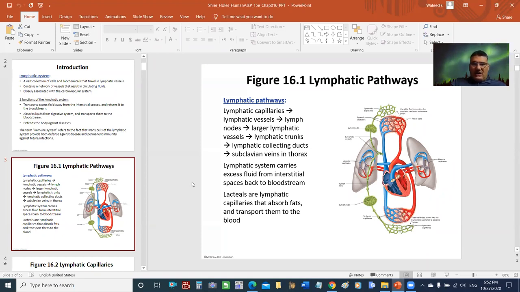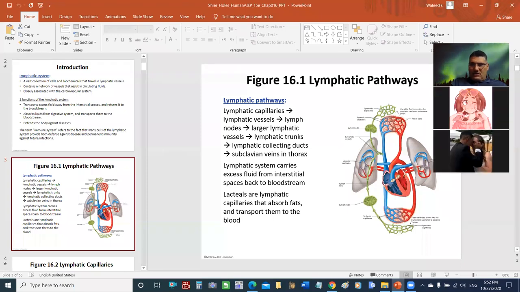oxygen and nutrients. Can you guys see the slides? Can you easily see the slides? Yes. You can see the slides? Okay. I'm just double checking because it's bigger. Okay.